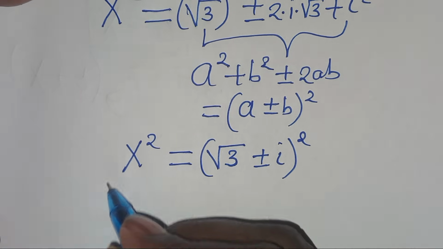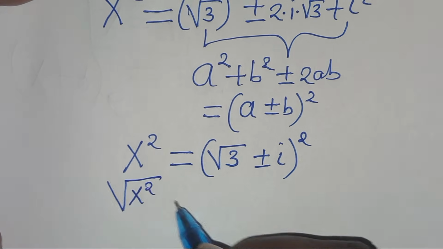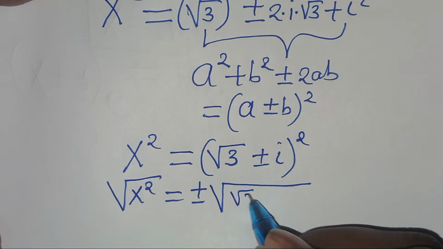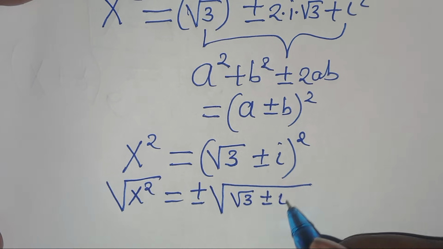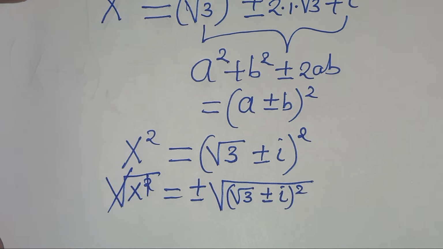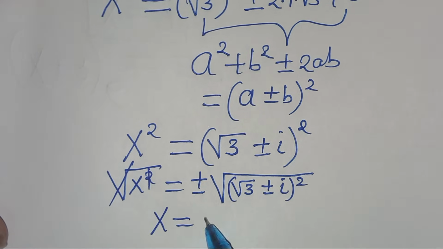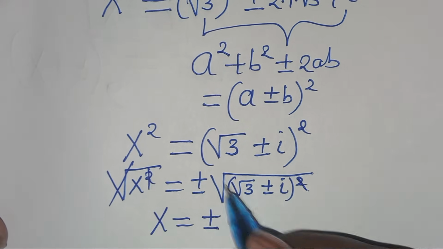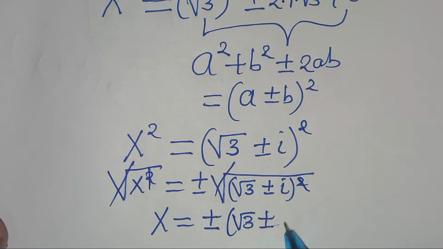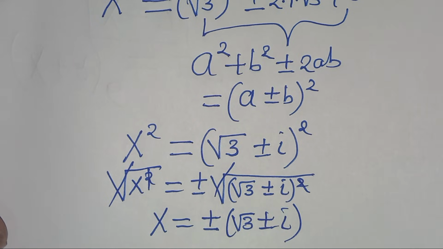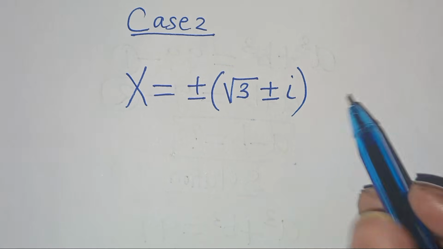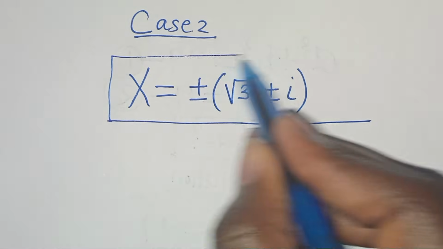To solve for x here, we introduce the square root on both sides. We have the square root of x squared equal to plus or minus the square root of root 3 plus or minus i raised to the power of 2. Now this means we can eliminate the square root sign here, and that means that x is equal to plus or minus root 3 plus or minus i. So x is equal to plus or minus square root of 3 plus or minus i. This is the solution to this algebra problem.